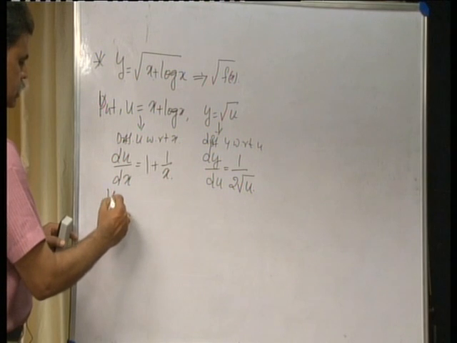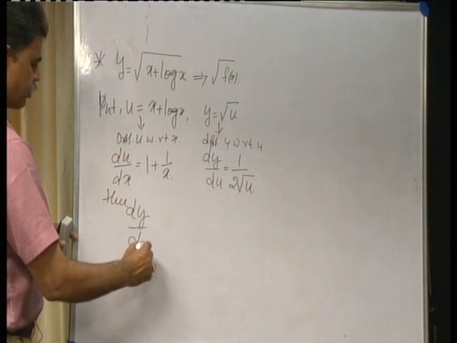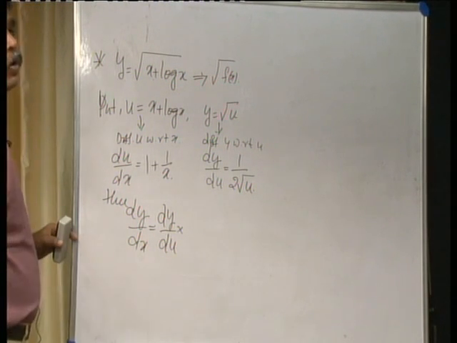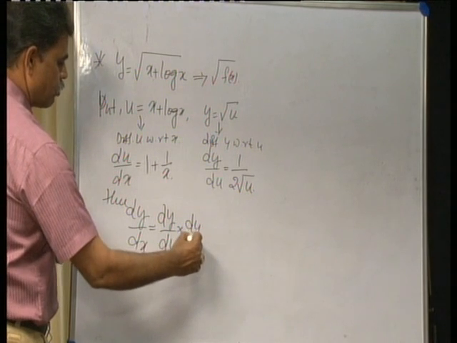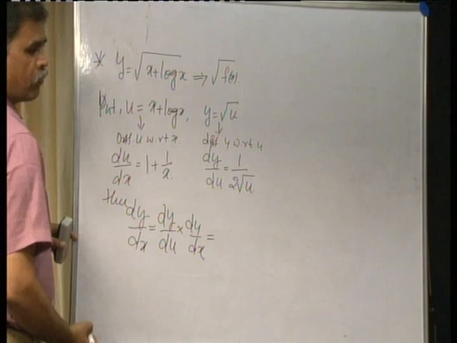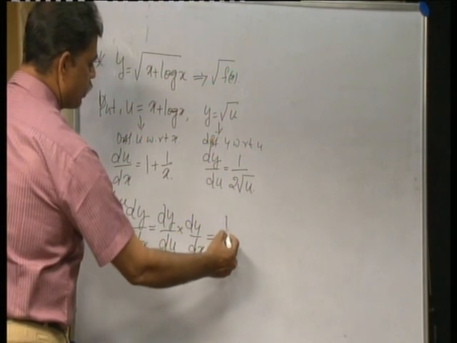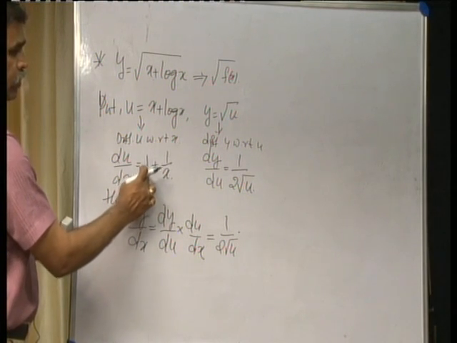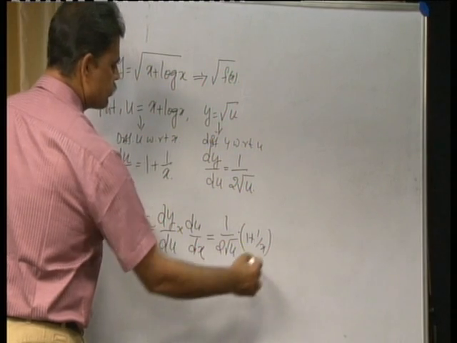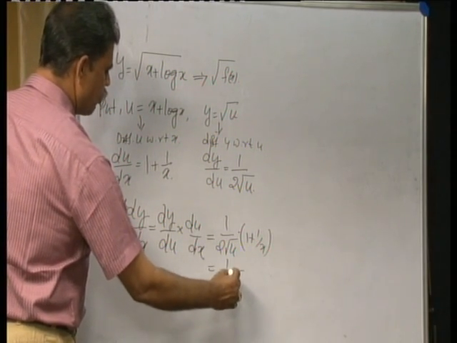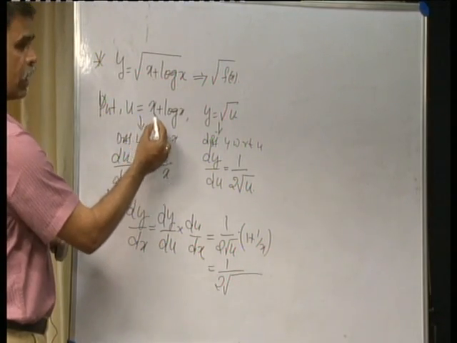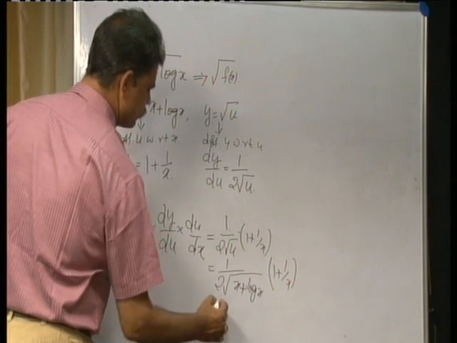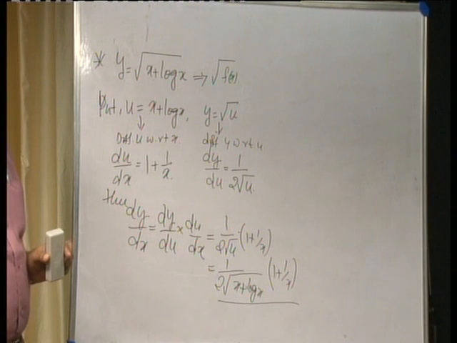Then what does the chain rule say? The chain rule says dy by dx is equal to, since y is taken in u, dy by du into du by dx, since u is taken in x. Finally, substitute here. Dy by du is 1 divided by 2 root u, into du by dx. Du by dx is 1 plus 1 by x. This is equal to 1 divided by 2 root of u, where u is x plus log x, into 1 plus 1 by x.